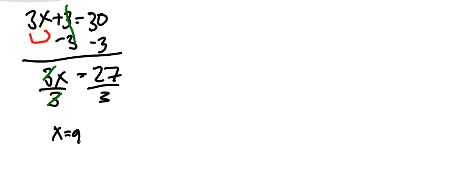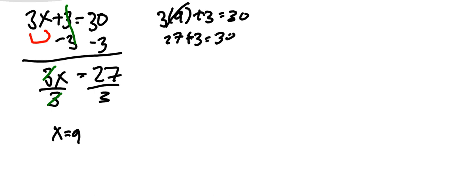You can always go back and check your answer. 3 times 9 plus 3 equals 30. This is 27 plus 3 equals 30. And then 30 equals 30. So we know our answer is correct there.